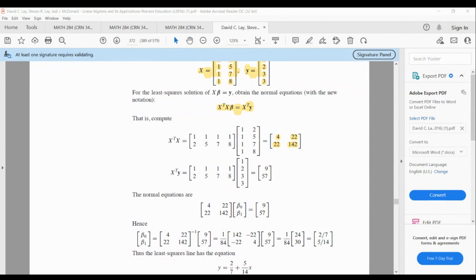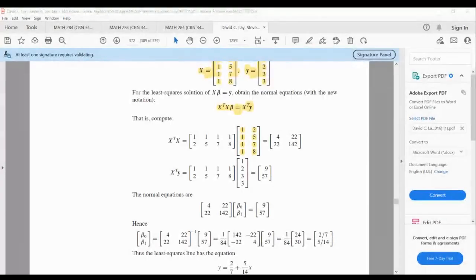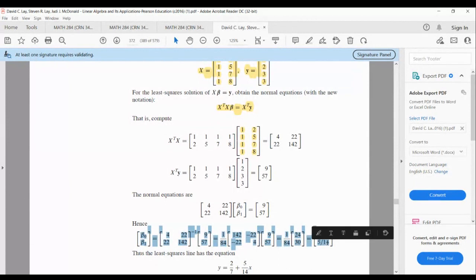But at any rate, okay, so this data, X transpose X, well, the data set X here, here's your design matrix X. I've highlighted it here. Clearly, those columns are linearly independent, and therefore you can compute your least squares solution for your parameter vectors, and you're going to get those values, 2/7 and 5/14. That's what you're going to get.